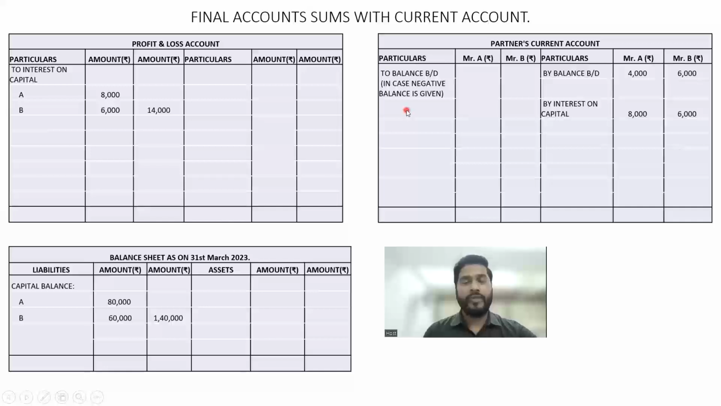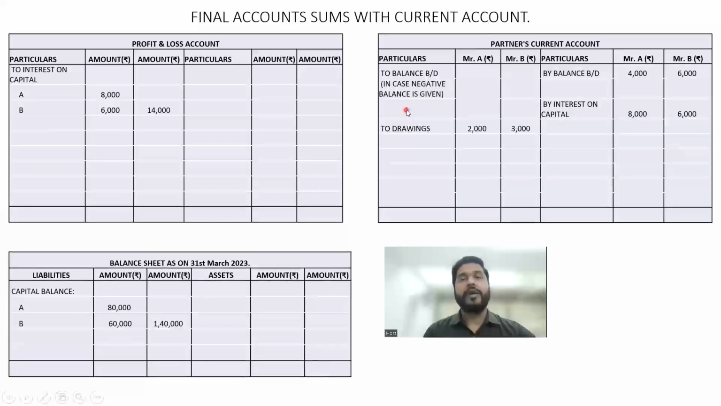Suppose the question has drawings. They will come on the current account on the debit side. In the current account on the debit side, show drawings. And if the question gives interest on drawings, please calculate interest on drawings on these balances, but on an average basis. What is average basis? It means for 6 months.